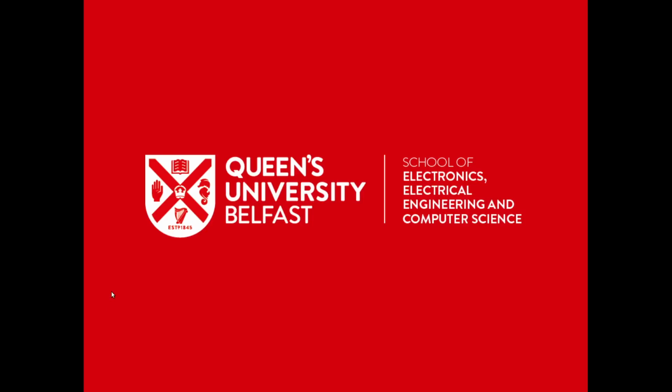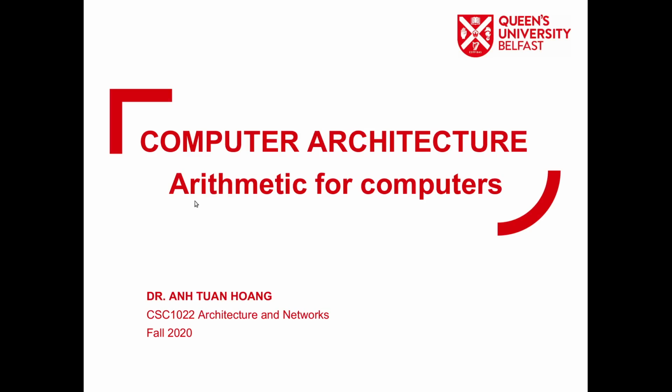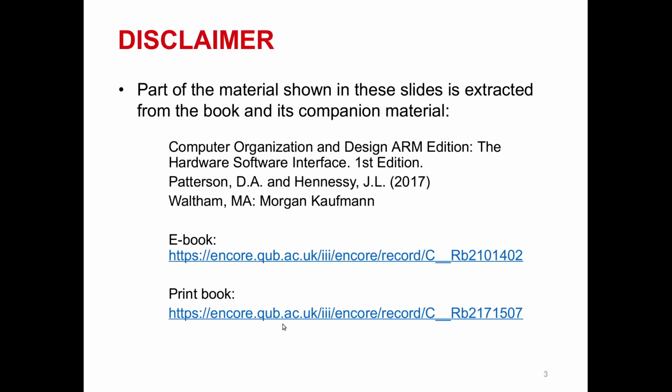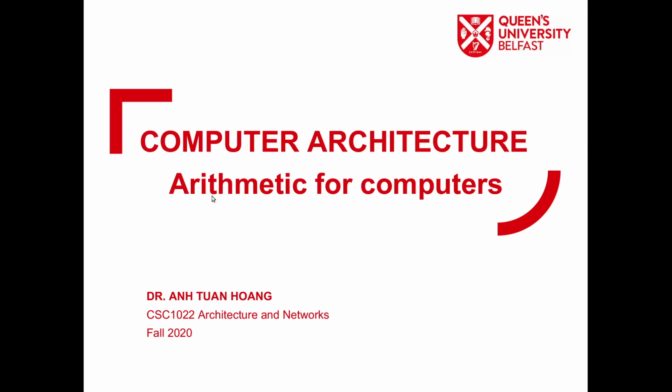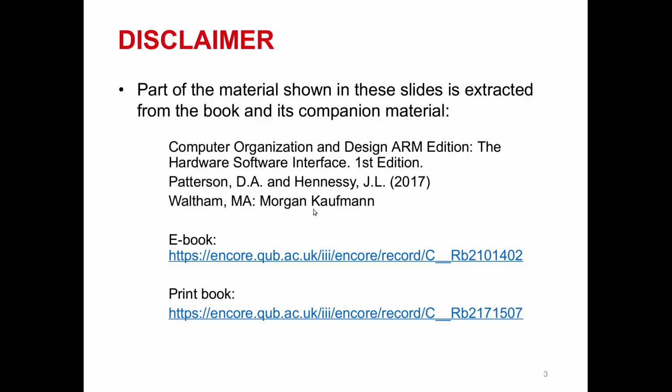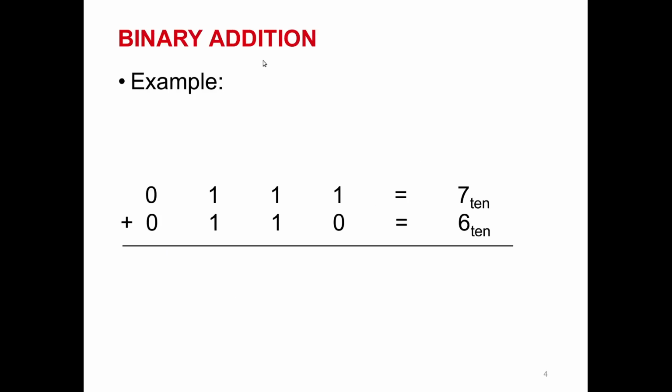Hello, in this lecture, we will summarize what you've learned about arithmetic for computers in our course of architecture and networks. As you know, arithmetic includes addition, subtraction, multiplication, and division. Now we go to the summary about binary addition.